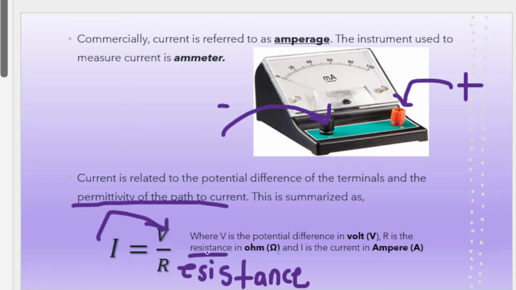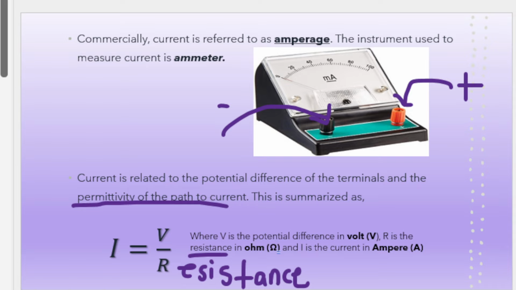Now, current is related to voltage. We know voltage, that is potential difference. Okay? If you have two potentials, their difference is the potential difference, or voltage. So they are related to each other. Current is directly proportional to voltage: if voltage is high, current is high. Resistance is inversely proportional to the current. So when resistance is high, current is low, and vice versa. So they are inversely proportional.